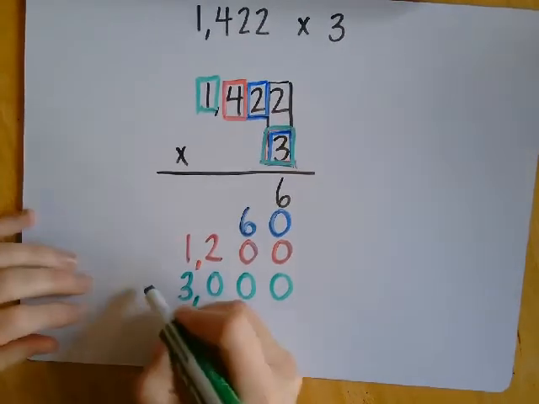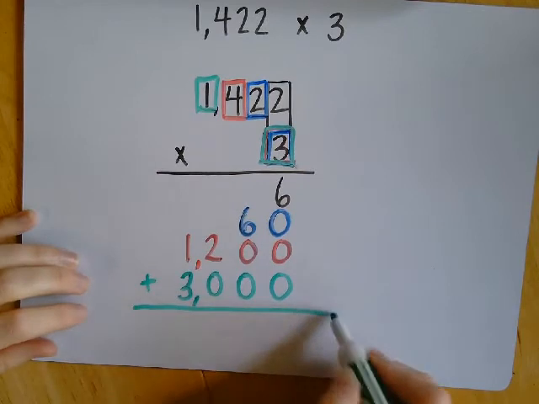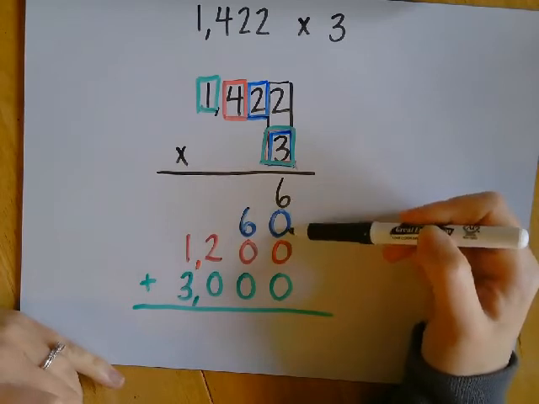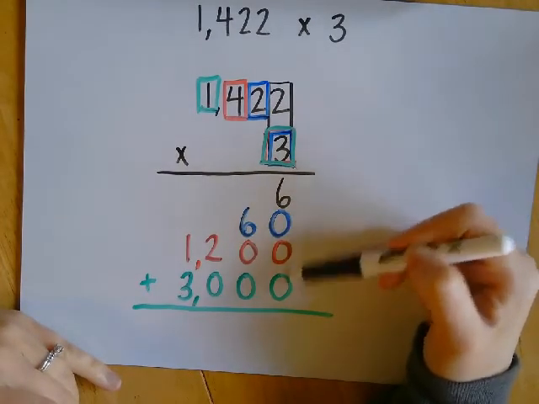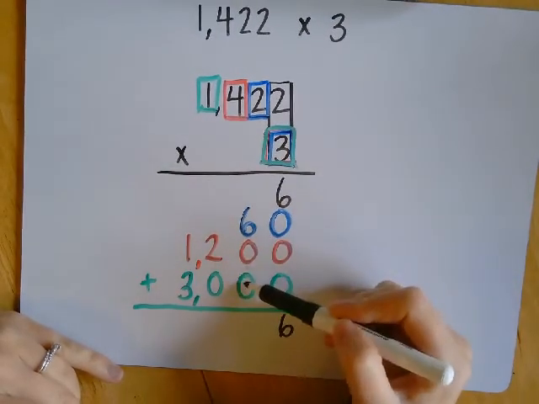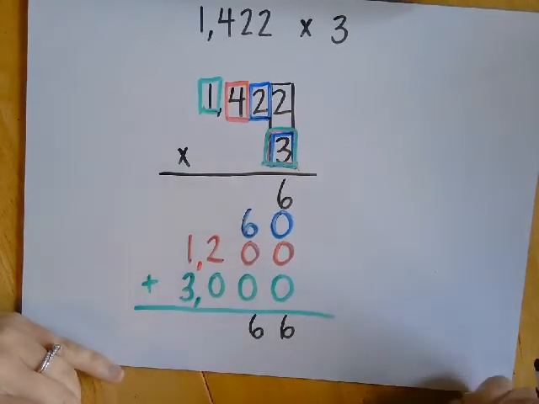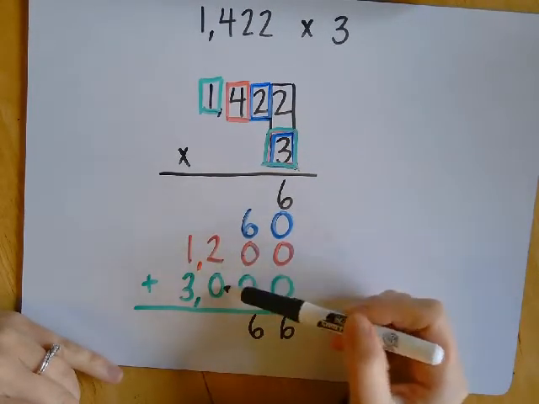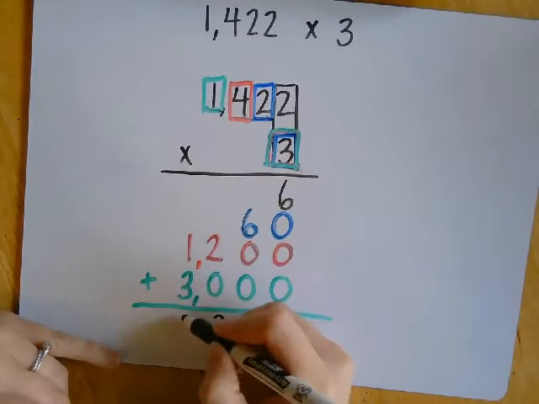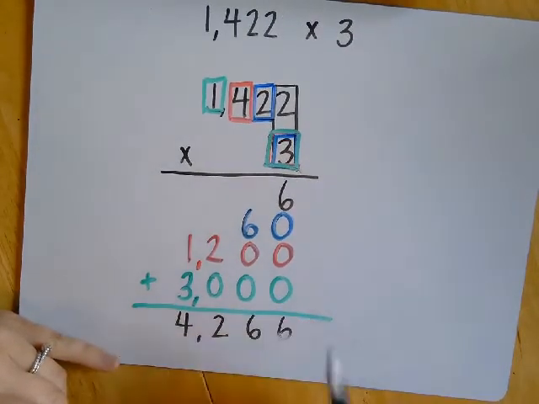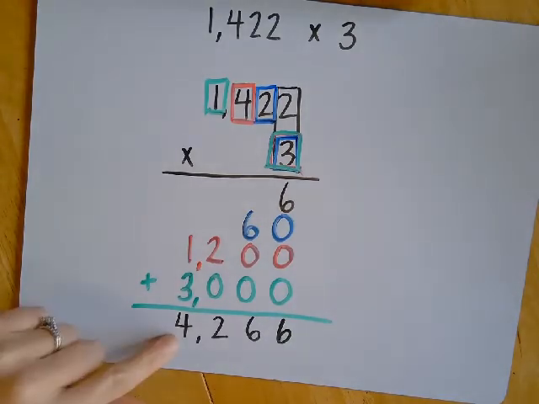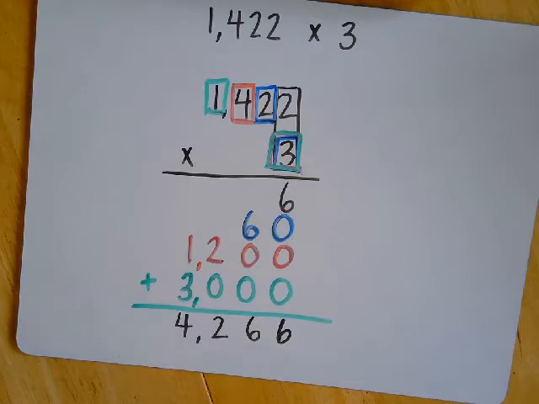Now that I have each of the parts, I can add those up. Starting in the ones place, I have 6 plus nothing is still 6. Moving to the tens place, 6 plus nothing again is still 6. Hundreds place, 2 plus nothing is still 2. And then the thousands place, I have 1 plus 3, which is 4. So 1,422 times 3 equals 4,266.